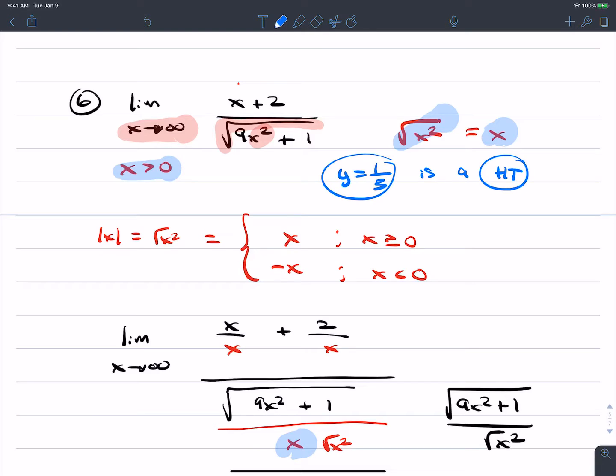Still thinking about that app that doesn't work. So it's a really good app though. I like that app for graphing.